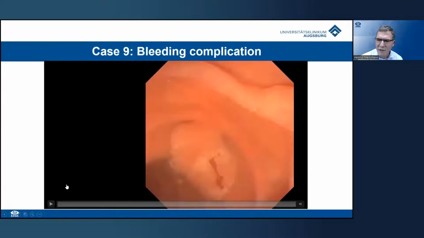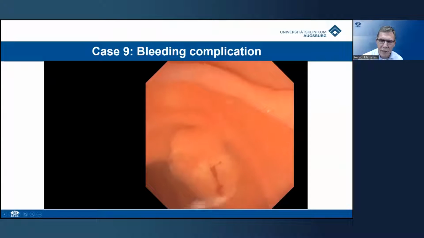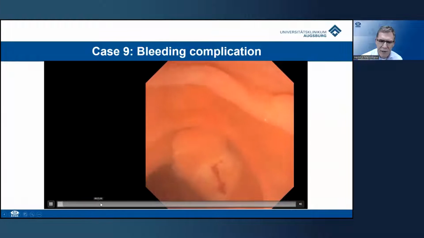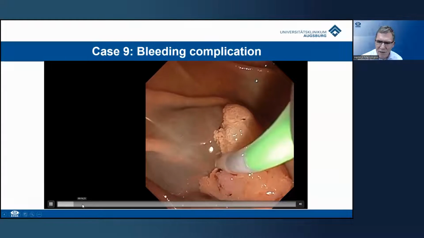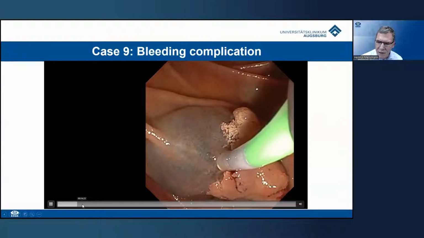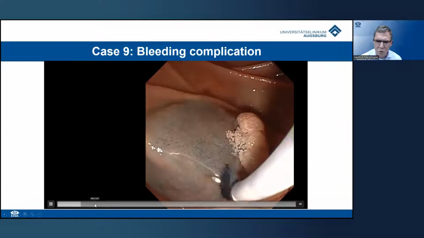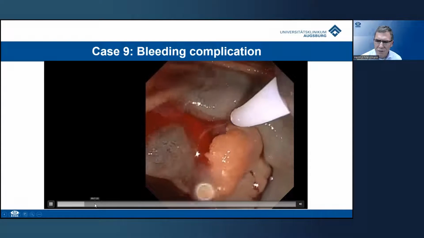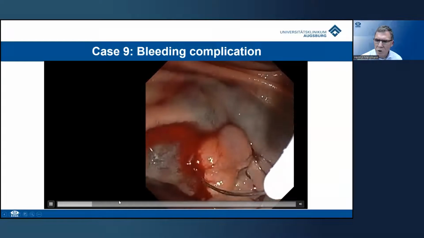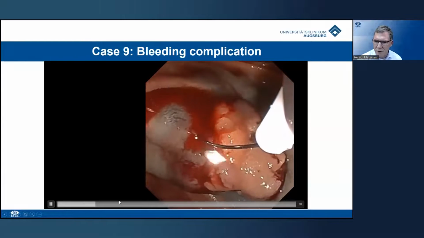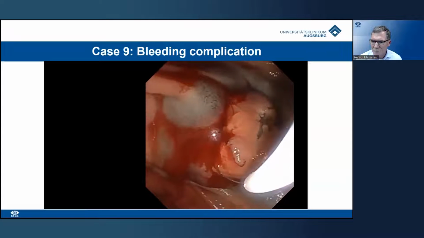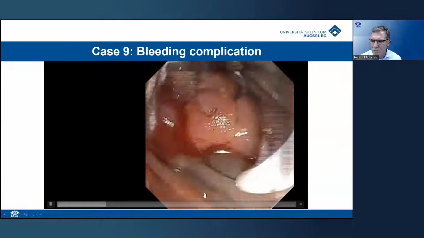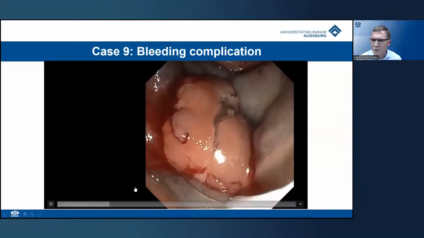And another case, also interesting for complication, bleeding. Here again, underwater. I was thinking about whether I can remove this polyp underwater in one piece. It did not work, so I decided to inject, to resect it in one piece, which was possible, as you see here. I took the snare. I could get this lesion of about 2.5 centimeters in the snare.